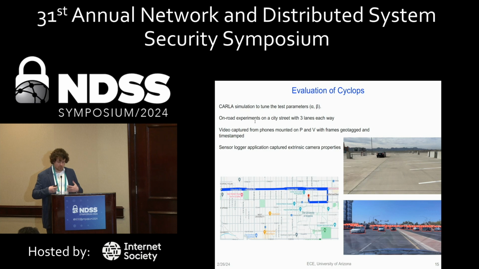And on our on-road experiments, we chose to drive up and down on a 3-lane each way city road at the U of A. And we mounted cameras on the prover and the verifier facing each other, and the scenes were not only time synchronized, but they were geotagged, and they had an application gathering information about the extrinsic camera properties as well.